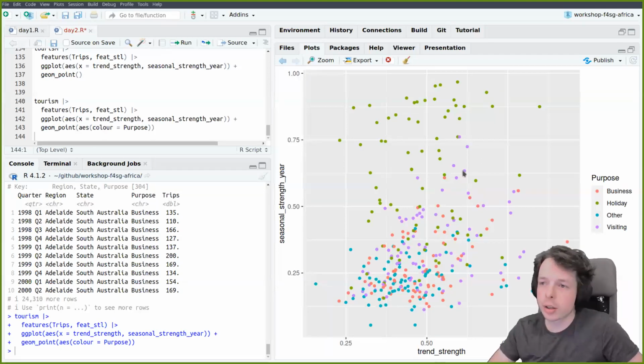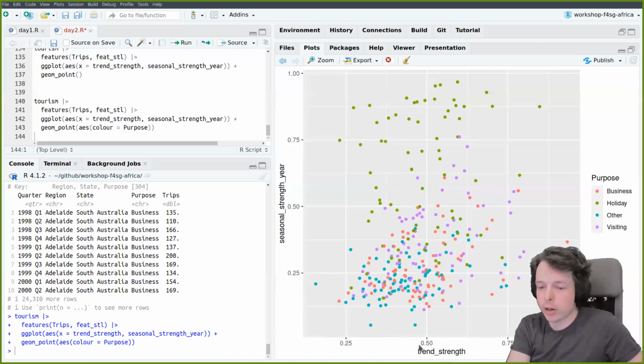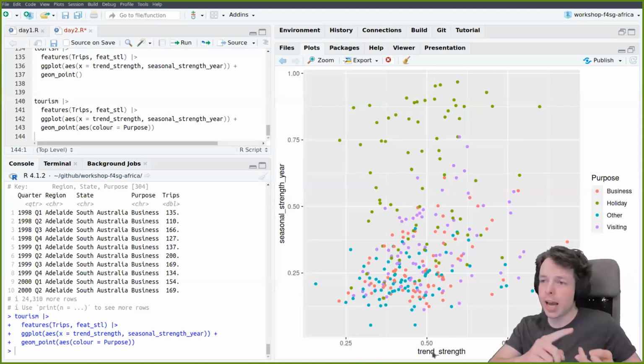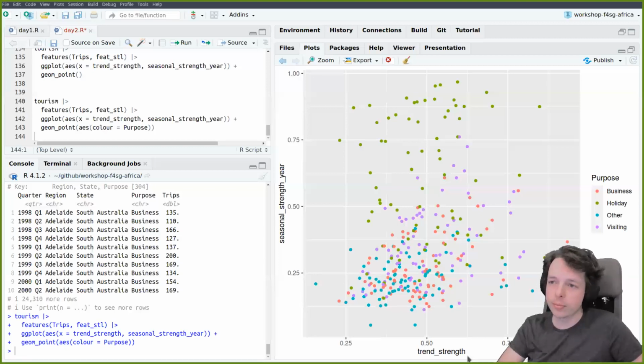There's a question in the Q&A. Using the strength test for an additive model, does the feature function also estimate the strength of the cyclical component? Somewhat. So in an additive decomposition, the trend component contains both the trend and the cycle components. So we cannot separate trend from cycles using an STL decomposition. So in some sense, the strength of the trend is referring to both the trend and the cycle, not just the trend. That's a good question. Thank you.